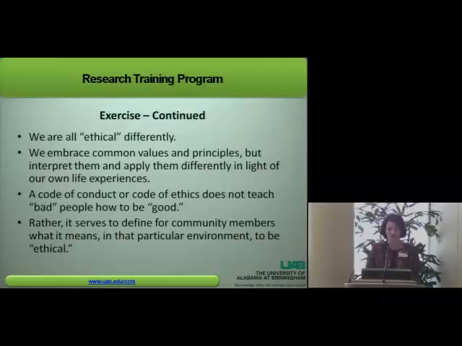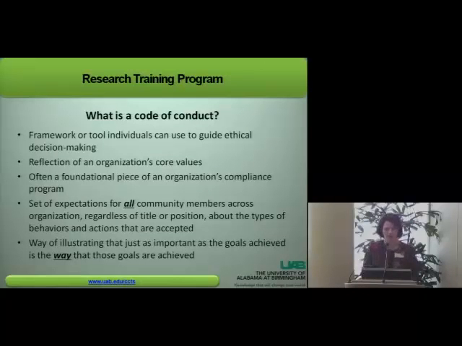A code of conduct isn't something that's meant to teach bad people how to be good. Instead, it serves to define for members of a specific community what it means in that particular environment to be ethical. So what is a code of conduct? Again, it's a framework or a tool that individuals in a specific community can use to guide their ethical decision making.